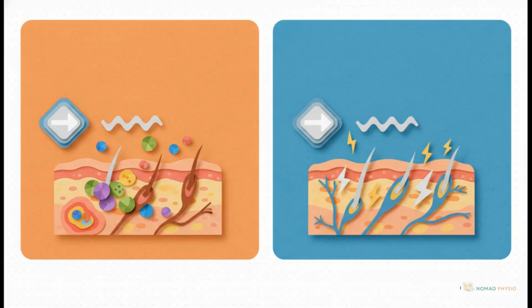Okay, let's synthesize this because it's so important. DC is unidirectional, which results in significant polar effects, making its primary mechanism chemical.